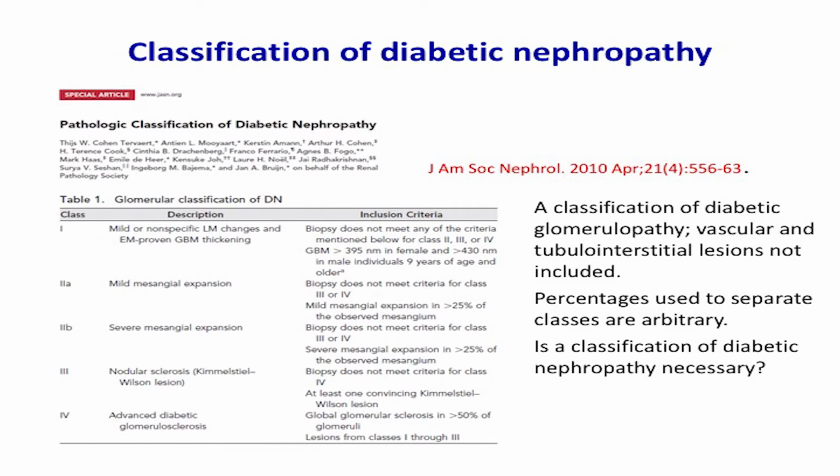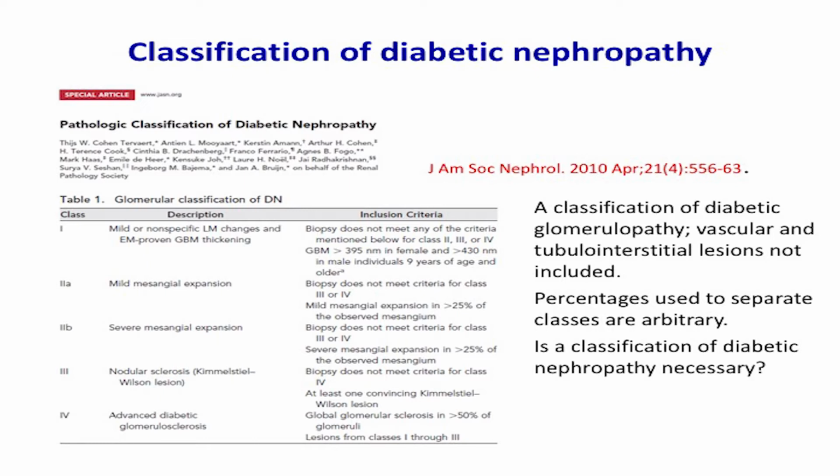And this, nearly 10 years ago, an international working group of pathologists put together this classification of diabetic nephropathy based on the histology. Class 1, virtually normal LM, with GBM thickening on electron microscopy. Class 2, diffuse mesangial expansion divided into mild and severe. Class 3, I'm not sure what happened to moderate. There's usually a moderate between mild and severe, but don't worry about that.